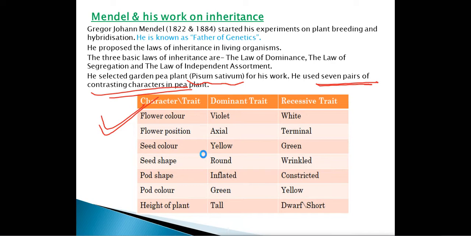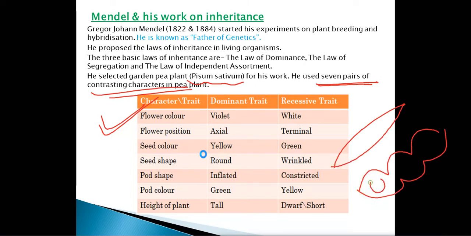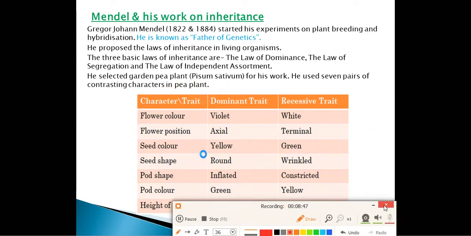Now if we talk about flower color, then there are 2 characters. Violet color is the dominant trait, and for the recessive trait, white color. 2 types of flower positions are there, axial and terminal. Then seed color is yellow and green. Yellow is the dominant one and green is the recessive one. Then for seed shape, round seeds and wrinkled seeds are there. Pod shape: inflated, meaning like this, and constricted, meaning this type of peas we can see in the market. Next is pod color. It can be green or yellow, and height of the plant can be tall or dwarf, short also. So these are the 7 pairs of contrasting characters.